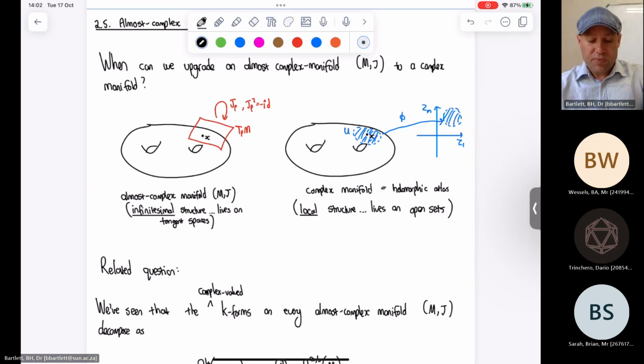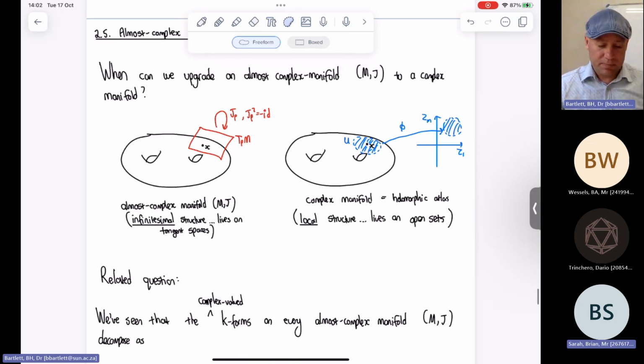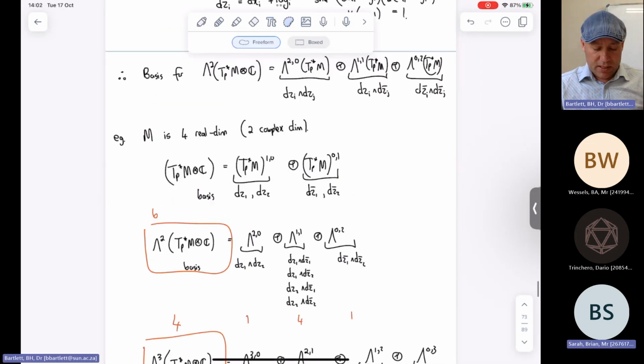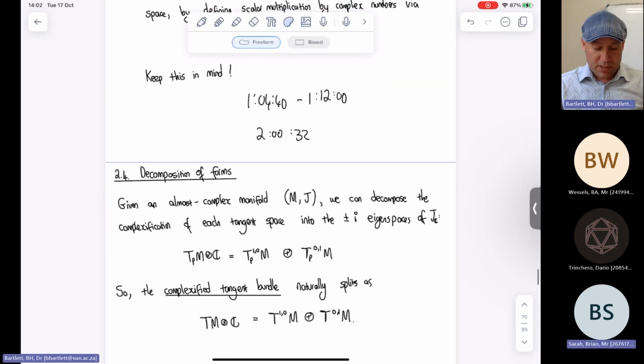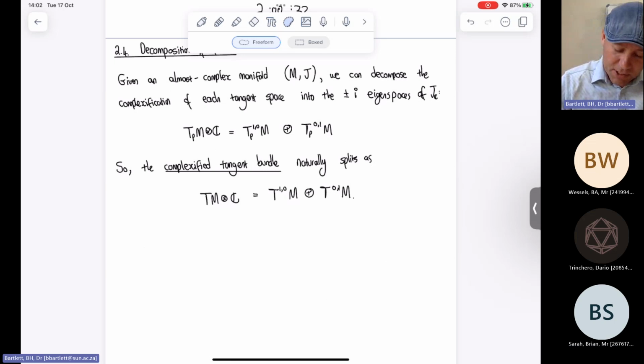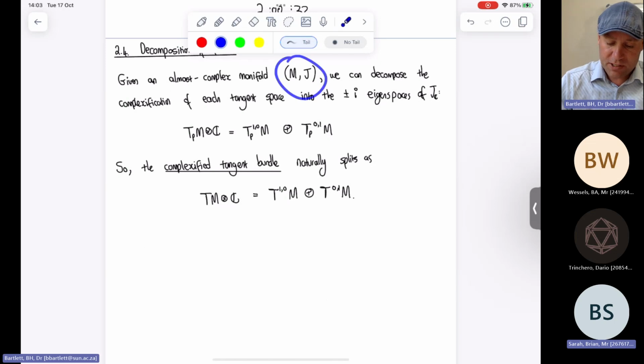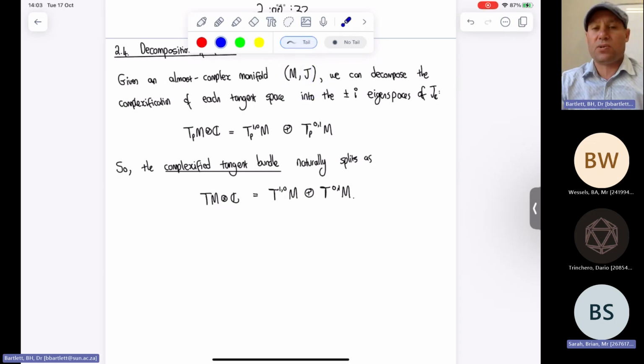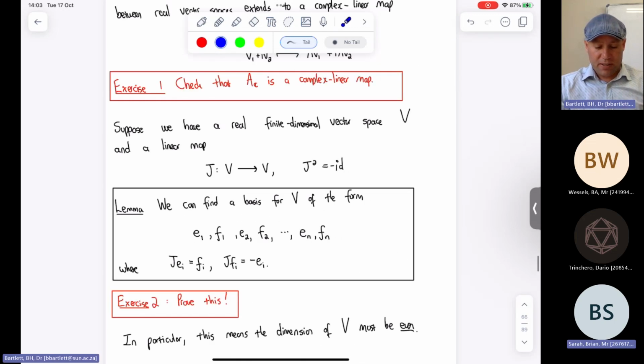So just to review where we've got to last time, we got to this decomposition of forms on an almost complex manifold. So the idea is that an almost complex manifold, remember, was just a smooth manifold equipped with this operator J on the tangent spaces, which squares to minus the identity. And that implies that your manifold had to be even dimensional.